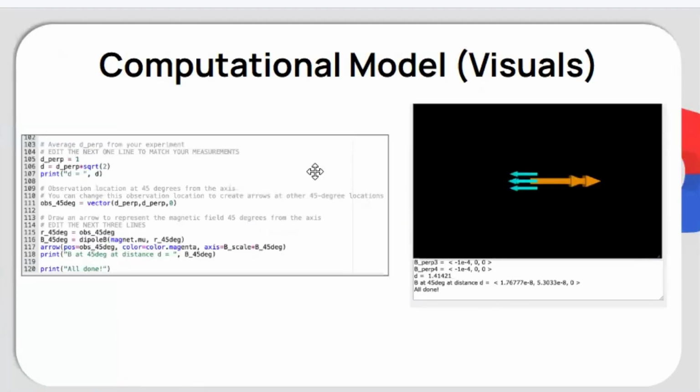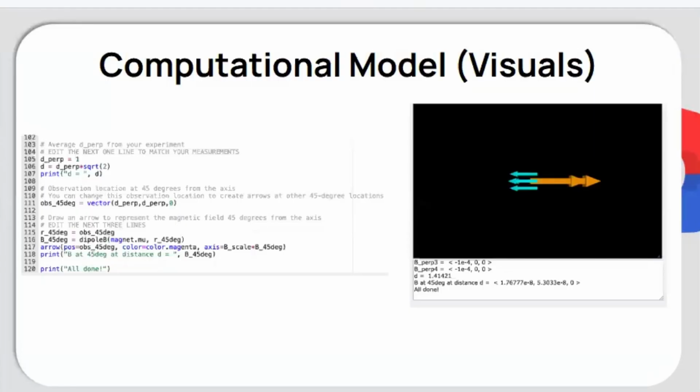So this is the visual component of our code. In this part of the computational model, we visualize the magnetic field at a 45-degree observation point defined as observation underscore 45 degrees, where the vector is equal to d perpendicular and 0. The dipole B function calculated the magnetic field vector and displayed an arrow showing its direction and relative magnitude. The results showed that the field at a 45-degree position has both x and y components rather than pointing in a singular direction.